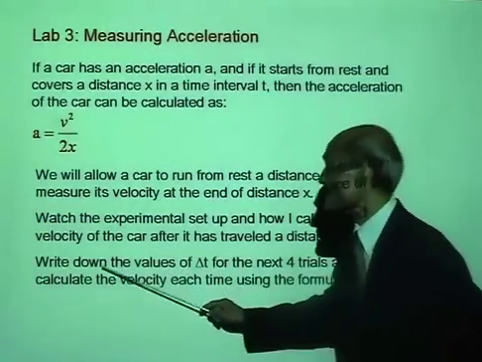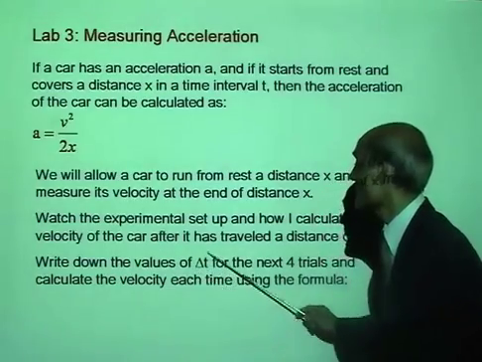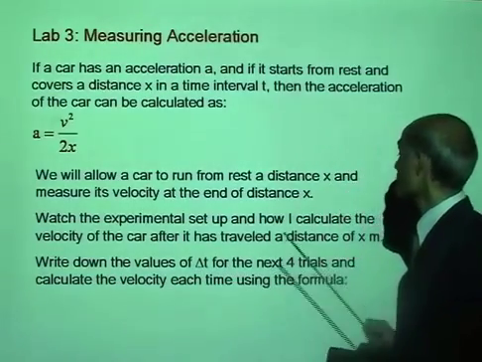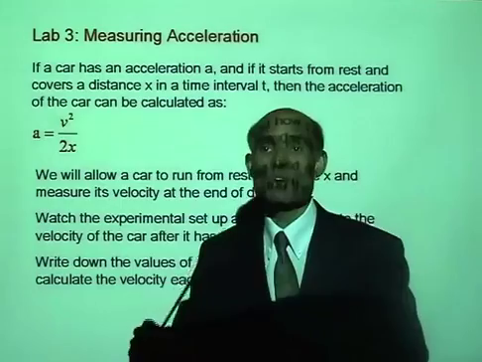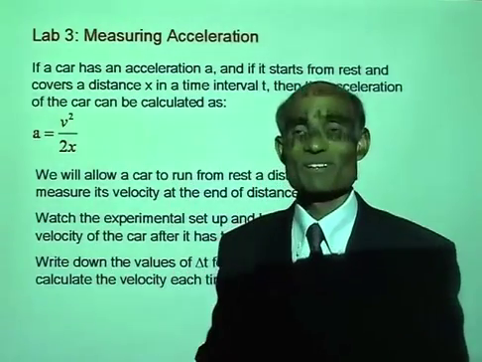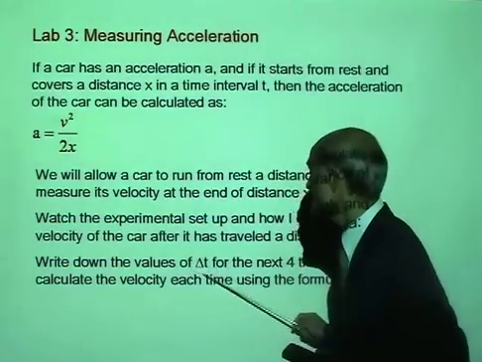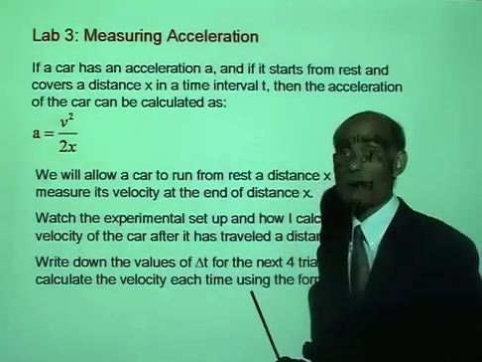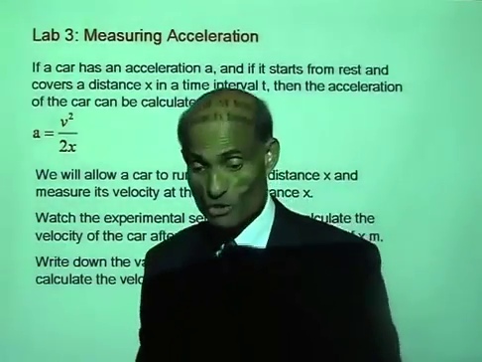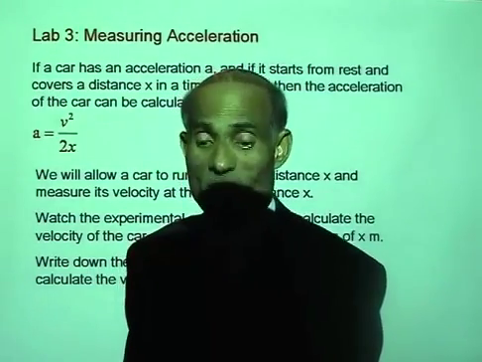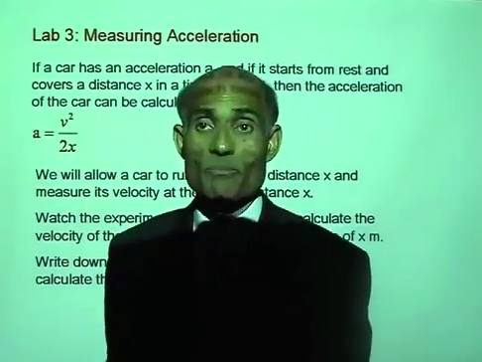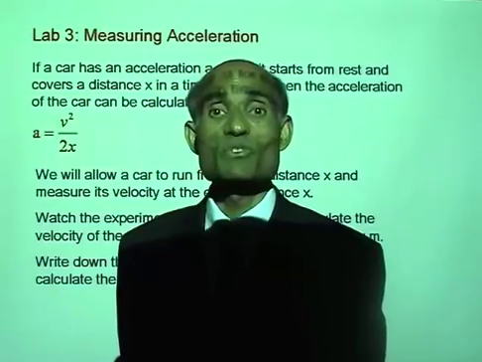Alright? Now write down the values of delta t for the next 4 trials. I'm going to show you a trial, and then I will ask you to write down the values of time for the next 4 trials and do the experiment on your own. Alright? Give me a second to do the setup.